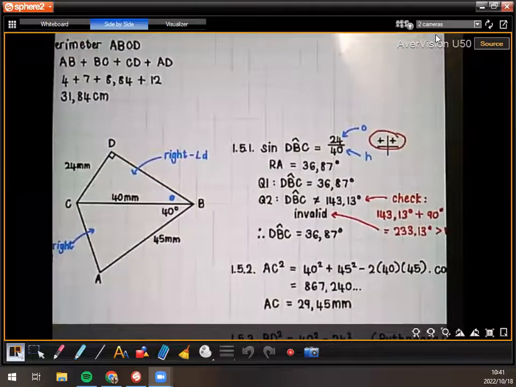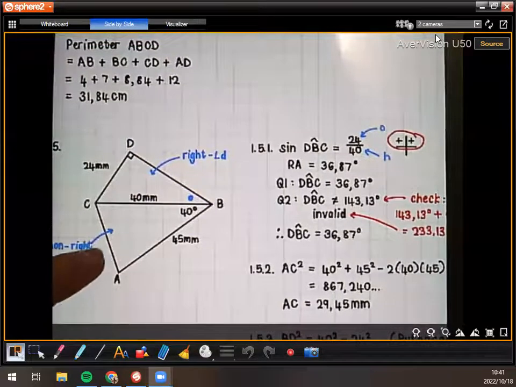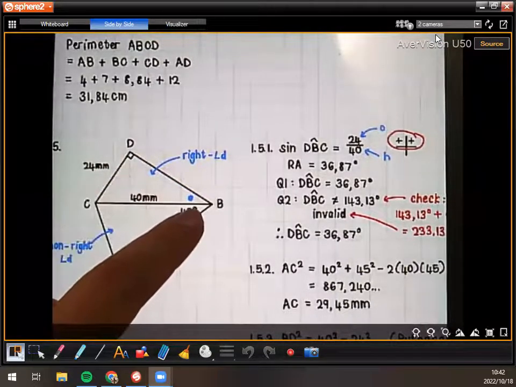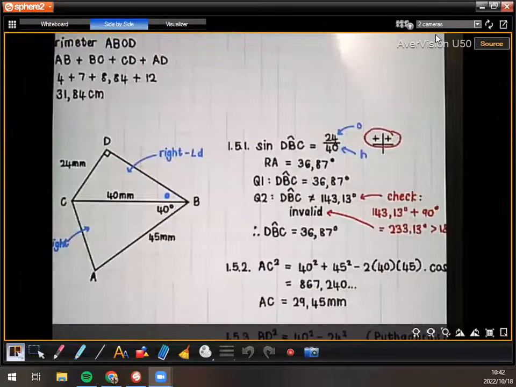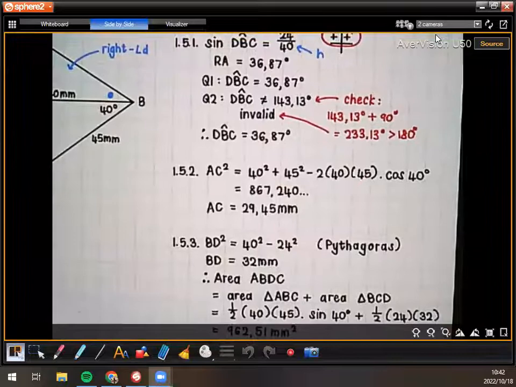Alright, 1.5.2. They asked us to calculate AC. So now AC is a side in the non-right angle triangle, so either side will plot. Hopefully you notice that we have the other two sides and the included angle, so that's cosine rule. So AC we can calculate quite easily using cosine rule.